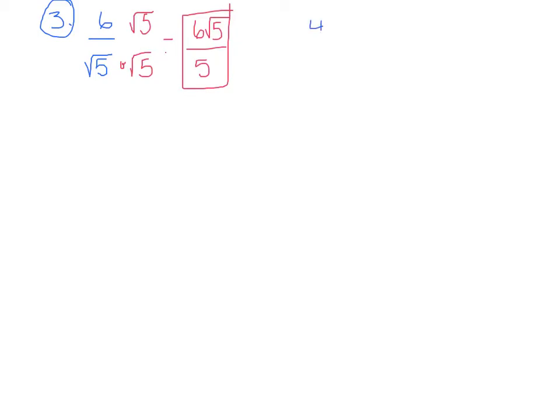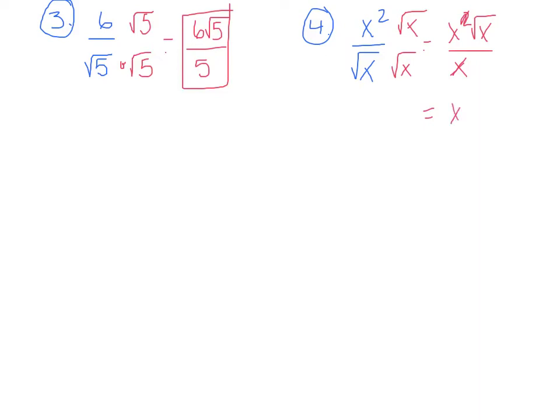Okay, let's look at another one. We're going to have x squared over the square root of x. So we're going to have to multiply the top and the bottom by the square root of x. So on the top, we have x squared times radical x, and on the bottom, radical x times radical x is just x. And then because of x squared and x, I can divide out one of those x's, then my final answer is just x times radical x.